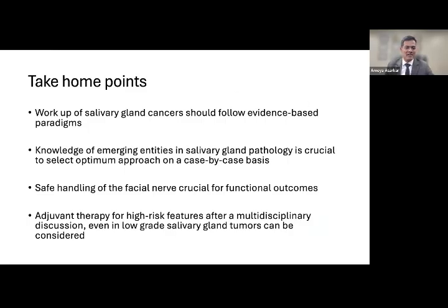So to sum it up, we had some great points by all our panelists. But if we have to take home some points, then the workup of salivary gland cancer should always follow evidence-based paradigms. There are new and emerging entities in terms of the histology of salivary gland pathology, and it's important to know these so that the treatment can be tailored on a case-by-case basis. Safe handling of the facial nerve is crucial. That goes without saying. And adjunct therapy for high-risk features only after a multidisciplinary discussion, because some of the low-grade tumors with negative margins can still be observed.